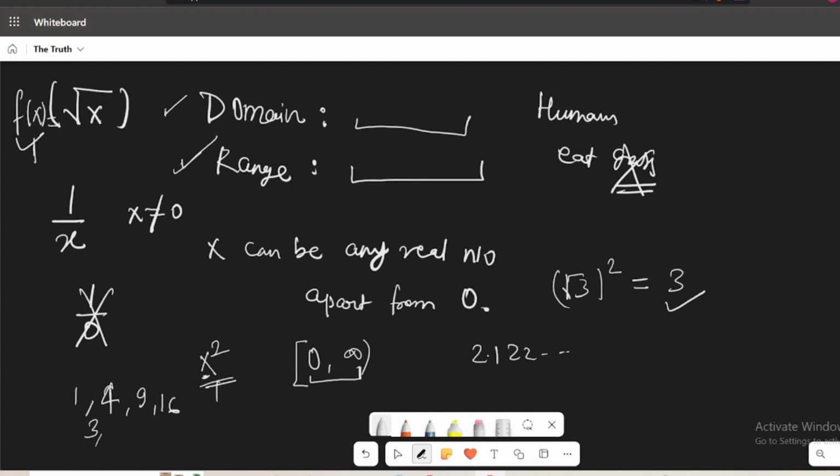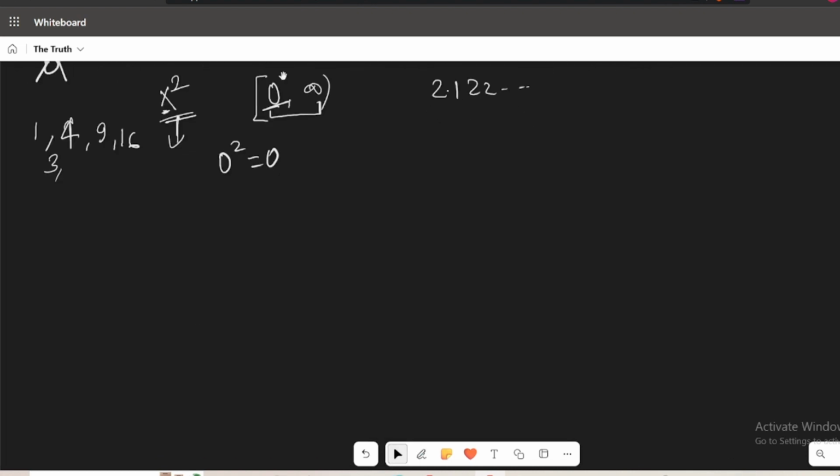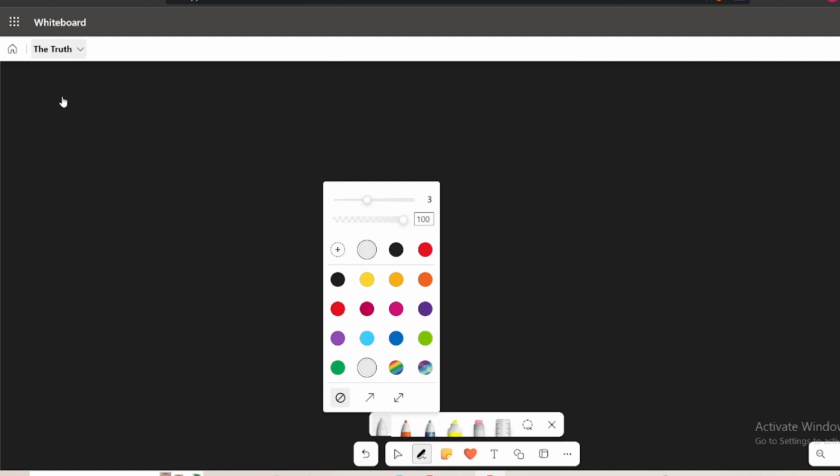So its range will be what? Range will be any value from 0 to infinite. Basically, we can also say that positive real numbers and 0. 0 we can include more because 0 square is how much? It's 0. So we can include 0. So what we will be saying, like say if we have something called as over here, say we have this thing.